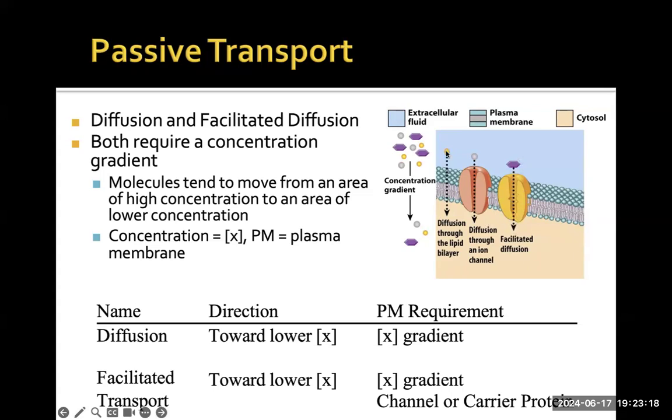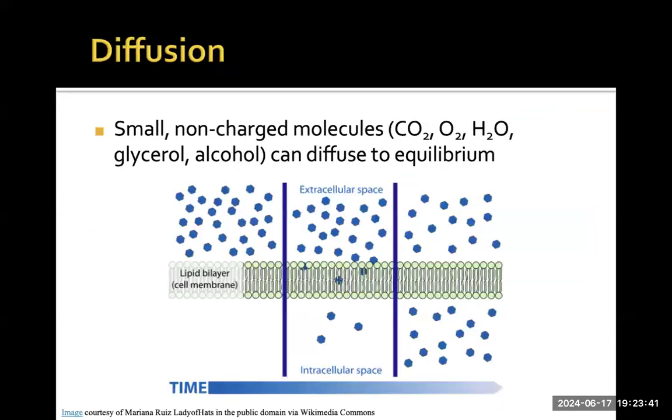When you look at the yellow one, I think we called it potassium, or you can call it water, whatever you want. Basically, it's small enough and nonpolar with no charge, and it can move directly through the phospholipid bilayer. That is simple diffusion. It's going to move down a concentration gradient, but it doesn't need any extra help. So with diffusion, small non-charged molecules like CO2, O2, water, glycerol, and alcohol can diffuse very easily, and they will always do so until an equilibrium is met.